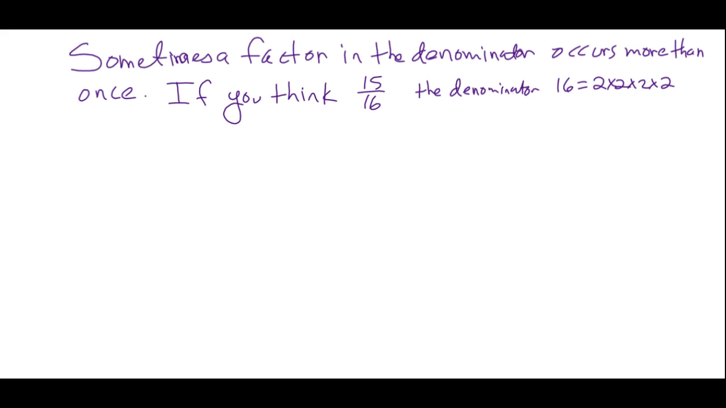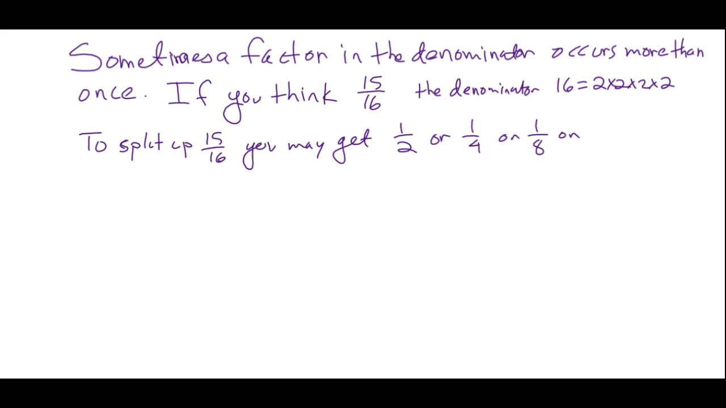So if you're going to split up 15 over 16, you may get some halves, right? There could be some halves, or quarters, or eighths, or sixteenths. So you have to say, I might get a certain number of halves, and a certain number of quarters, and a certain number of eighths, and a certain number of sixteenths in the original addition.